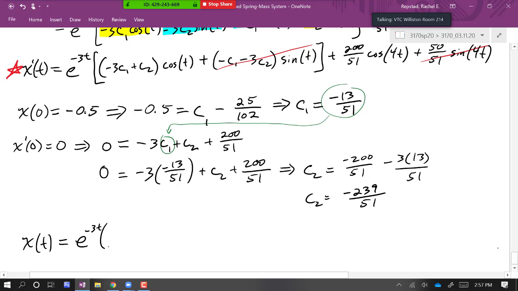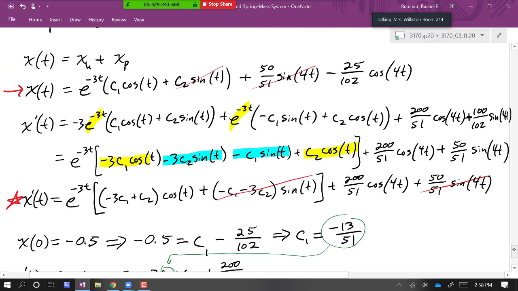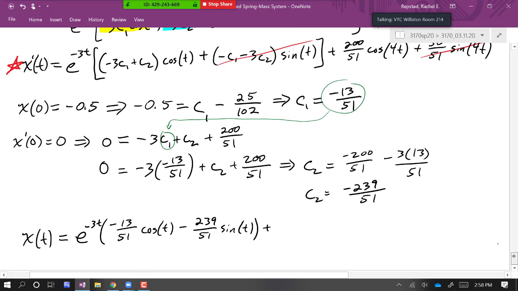So C1 was our coefficient on cosine. So that's negative 13 over 51 cosine t minus 239 over 51 sine of t. And then plus our particular, which was plus 50 over 51 sine 4t minus 25 over 102 cosine 4t. Boy, that's a mouthful.